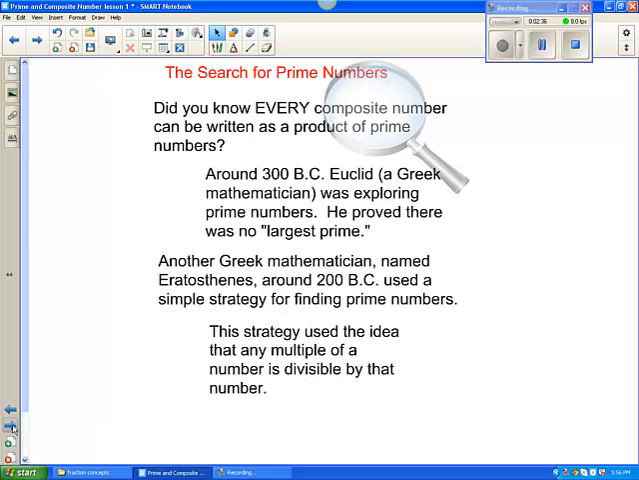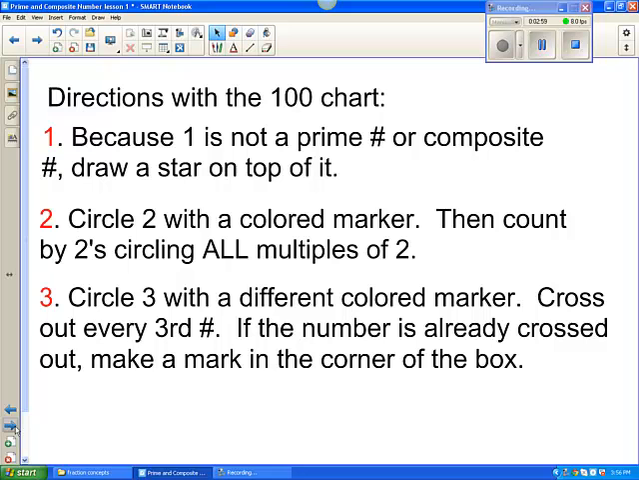Around 300 BC, Euclid, who was a mathematician, was exploring prime numbers. He proved there was no largest prime. Another Greek mathematician, around 200 BC, used a simple strategy for finding the primes, and that's what we're going to do today. This strategy used the idea that any multiple of a number is divisible by that number. So take out your 100 chart, and we're going to start with this.